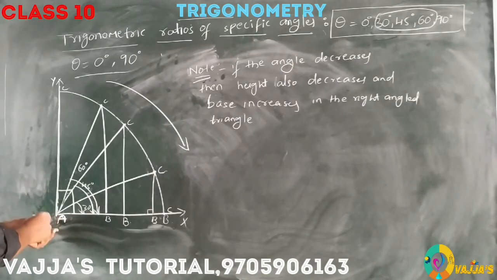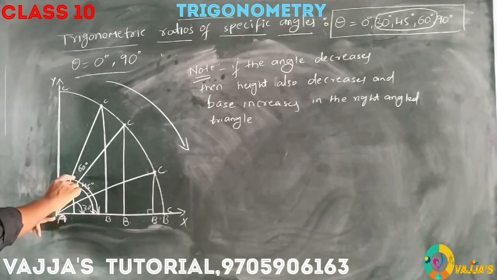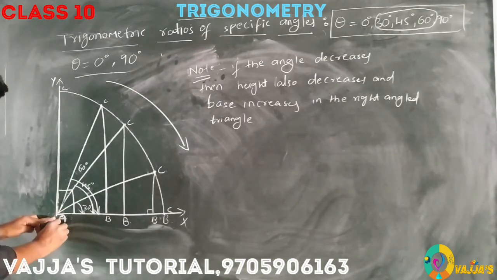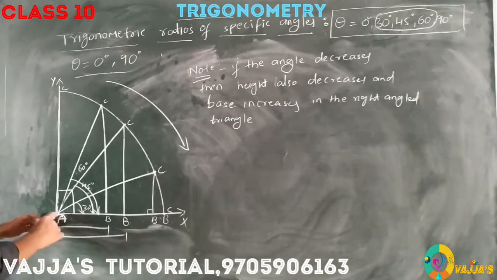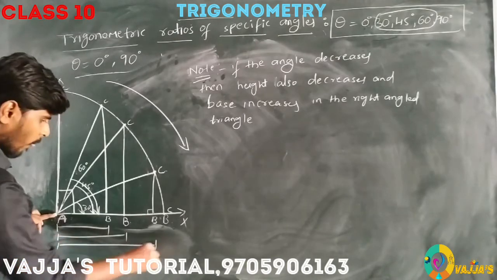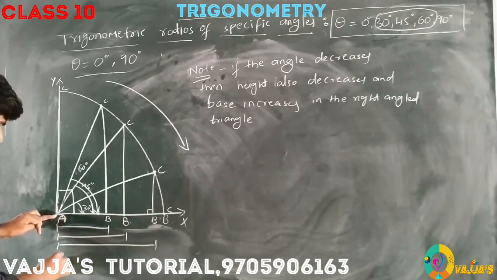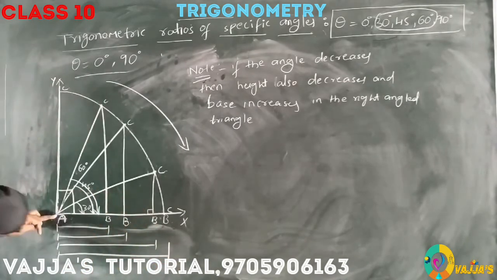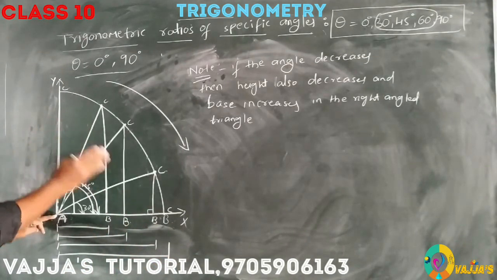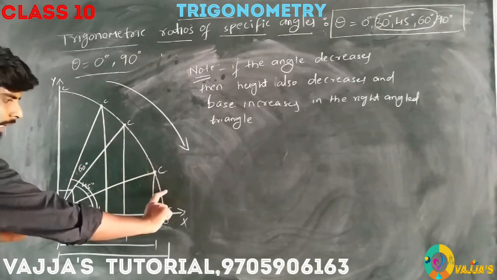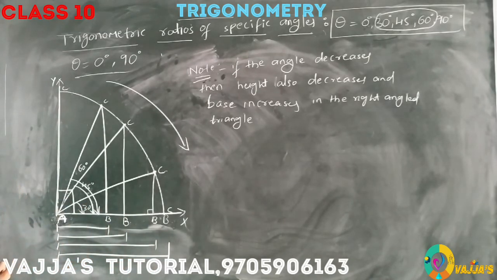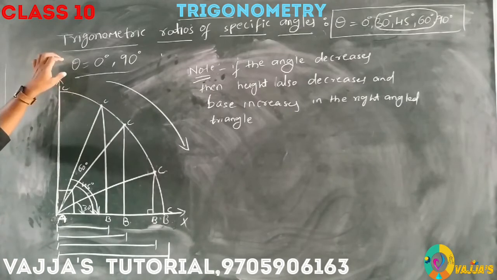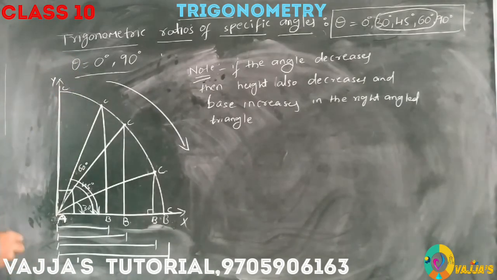Okay, look at here. At the initial stage there is no B point. In the next, at the 60 degrees angle, this is the base here. At the 45 degrees angle, this is the base. 30 degrees angle, this is the base. At the 0 degrees angle, the base is increased large. So angle is decreasing, height is also decreasing, and the base increasing. By this concept, we shall define these 0 degrees ratios for trigonometry.